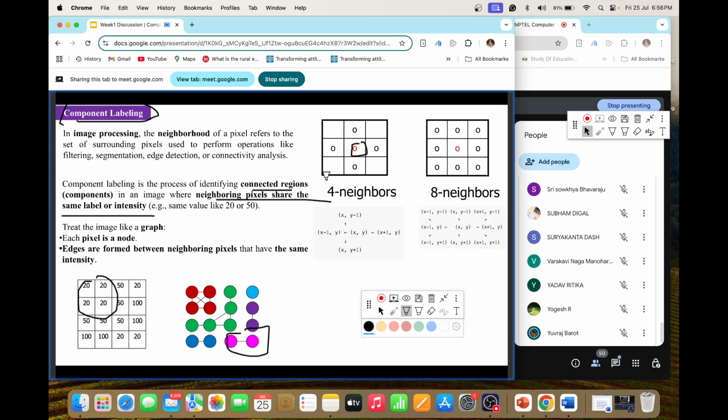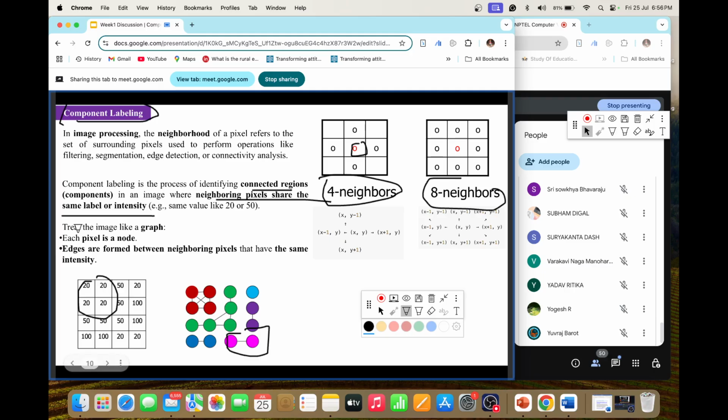There are two neighborhood rules: one is known as 4 neighbor, and one is known as 8 neighbor. For the 4 neighbor, if this is our target pixel, we are interested in the pixel above, the pixel below, the pixel to the left, and the pixel to the right. For the 8 neighbor, apart from these 4 neighbors, we also choose the diagonal pixels. So that is how we are doing component labeling.